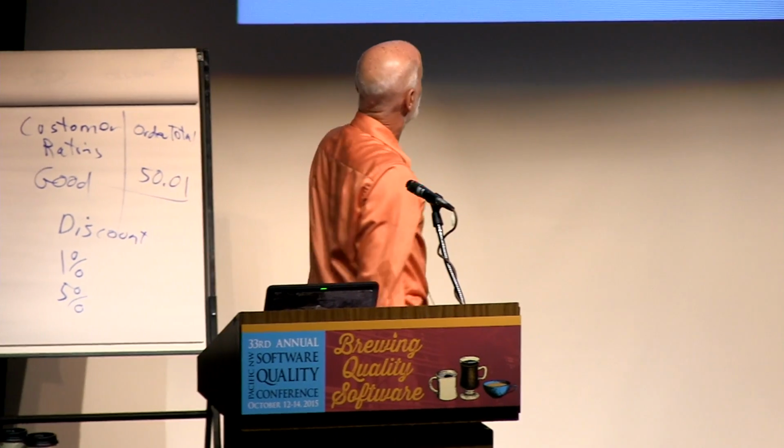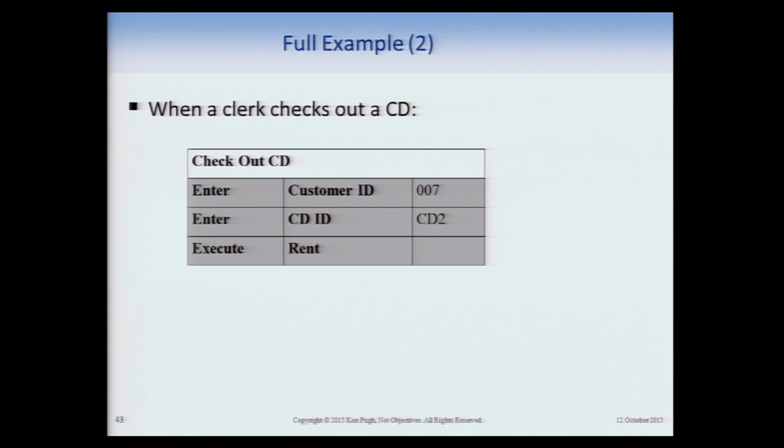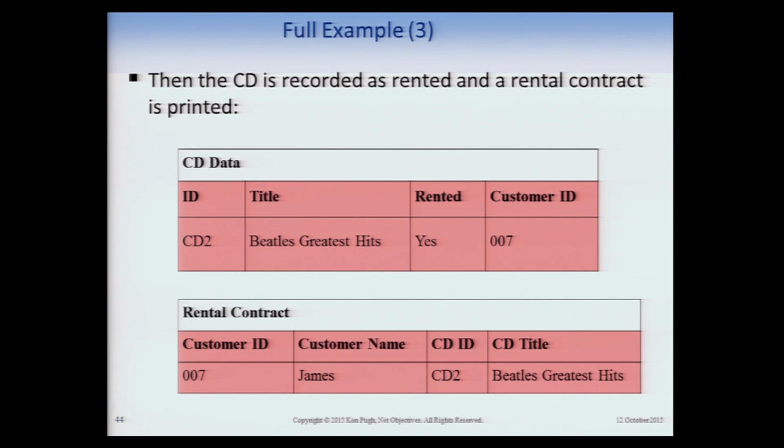So let us add some data to this so we can make it a test. So given the customer has an ID, here we have customer James has an ID of 007. And the CD has an ID, Beatles' Greatest Hits of CD2. And the CD is not rented. So now we have set up our initial system state. How did we get there? From another test or scenario called register customer and inventory CD. Given all that stuff, when the clerk checks out a CD to 007 at CD2, then we record it as rented and a rental contract is printed out. So now it is rented to 007 and we print out a rental contract. Okay.